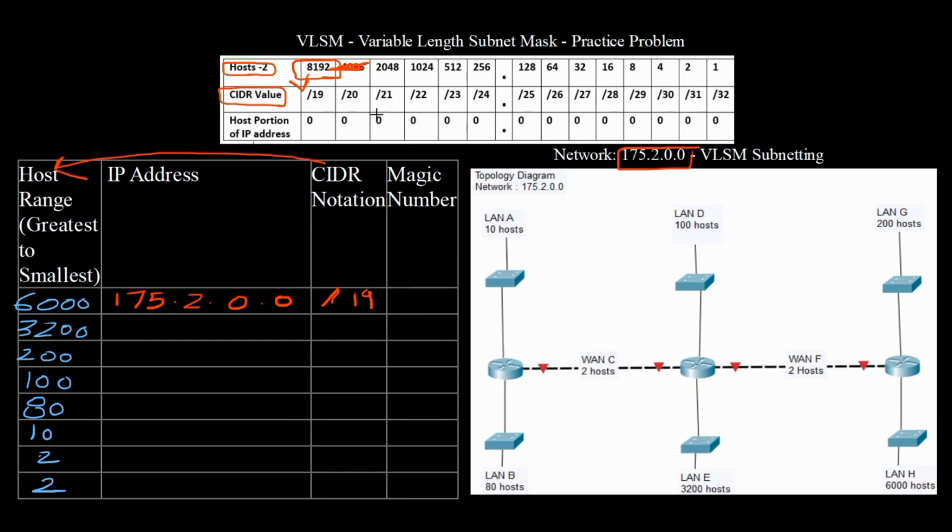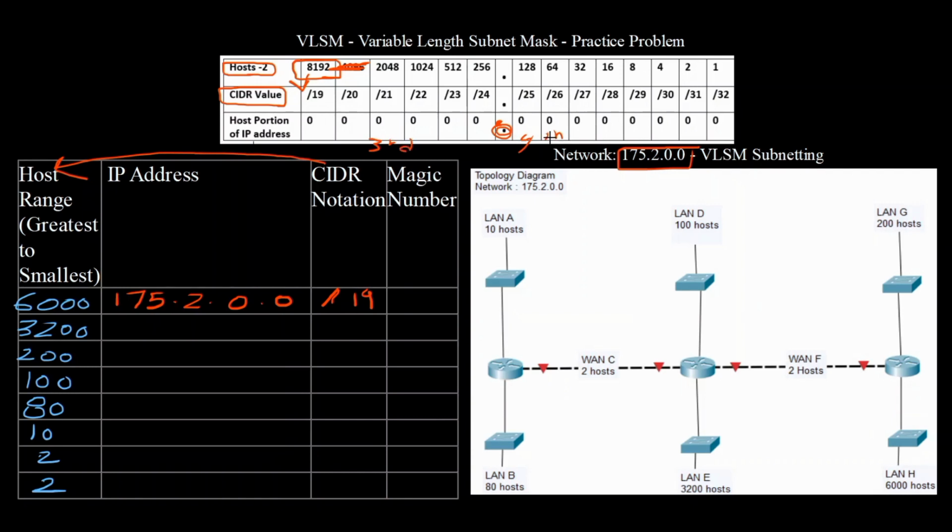For the first step, the magic number, we need to look into the chart. Then we find the matching or corresponding value, the location where the CIDR and the host are located. Here we have the host portion of the IP address, and this is a full octet separated by dots, and this is 8 binary digits. So this is the 4th octet, and this is the 3rd octet.